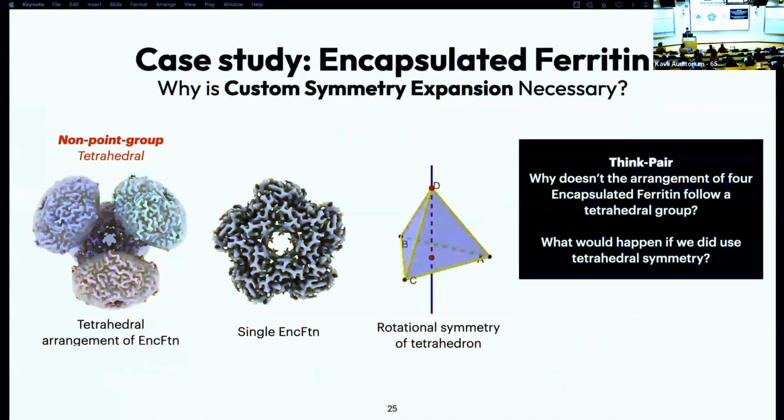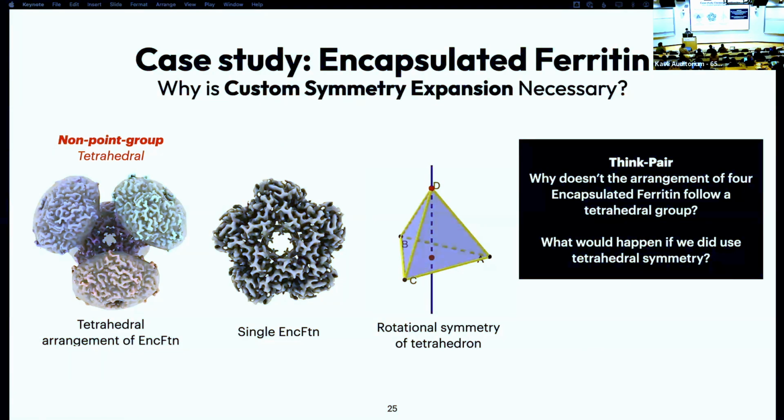But before we jump into how you can actually do this in CryoSPARC, I want to make sure that we're all on the same page as to why we're doing this in the first place. We want to extract as much information as possible from our data, and doing so means that we want CryoSPARC to use all 4 of these units. And we also want it to use the internal 5-fold symmetry in the encapsulated ferritin.